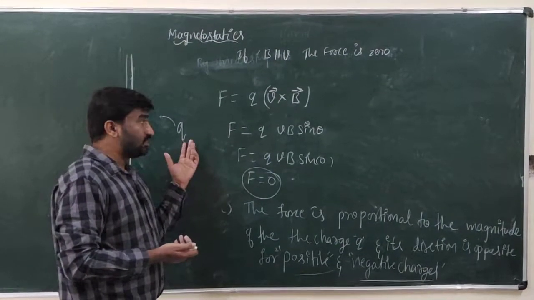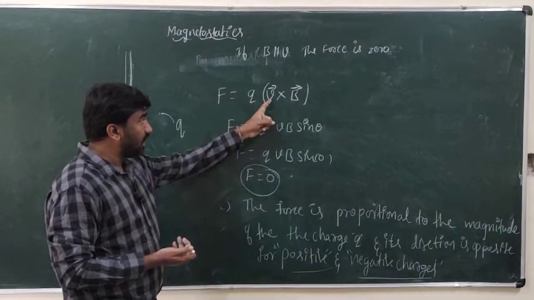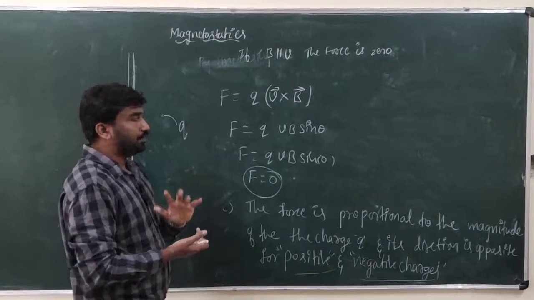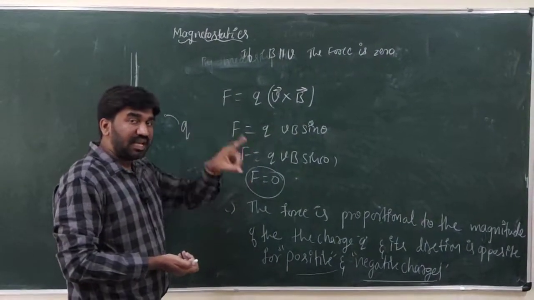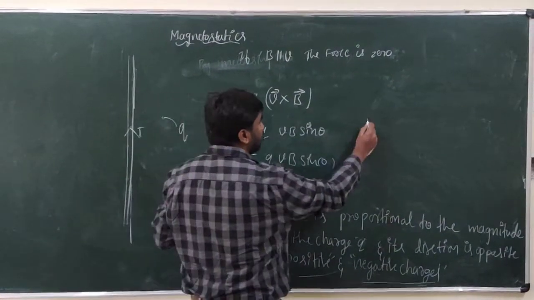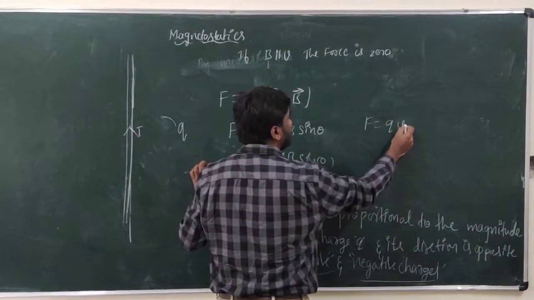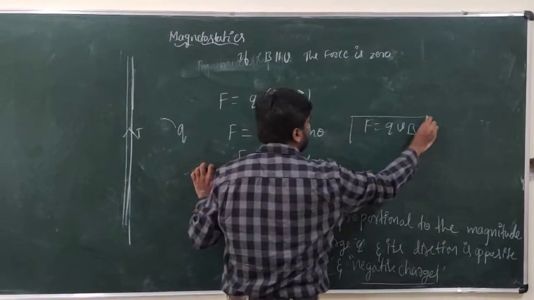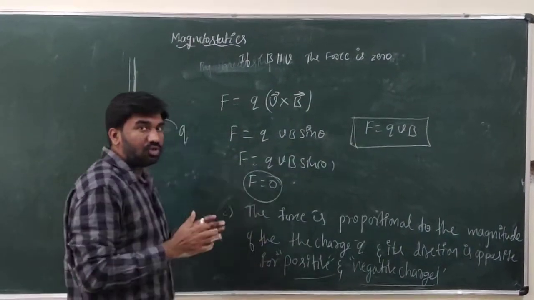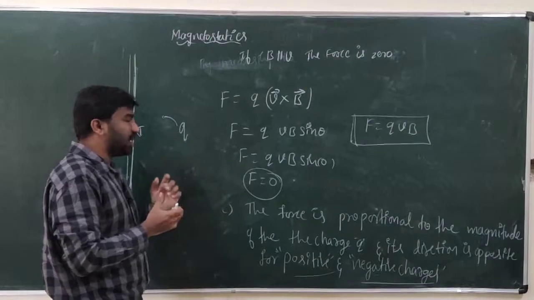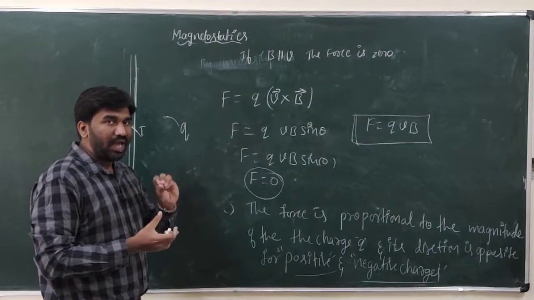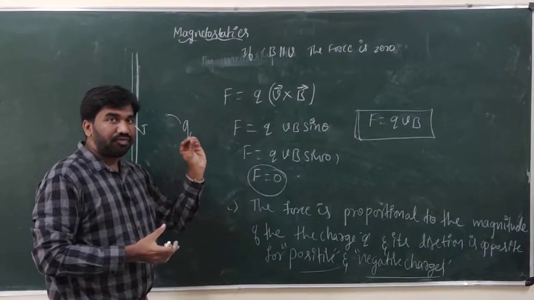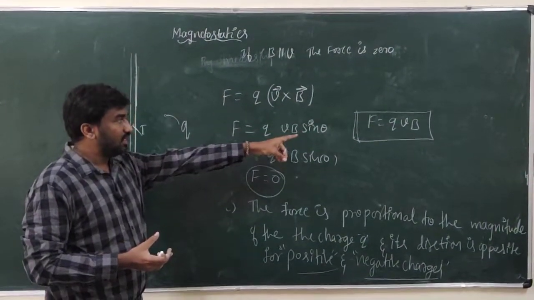The force is maximum only when the velocity of the particle is perpendicular to the magnetic field. If the angle between them is 90 degrees, then F is equal to q v B, because sine 90 is 1. So this force is maximum. The magnetic force on this test charge q is maximum only when the velocity of the moving particle and the magnetic field make an angle theta equal to 90 degrees.